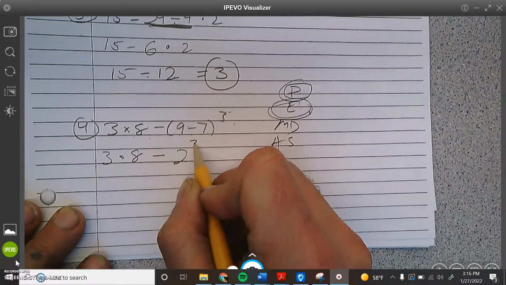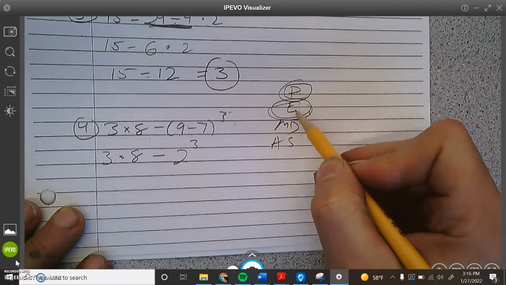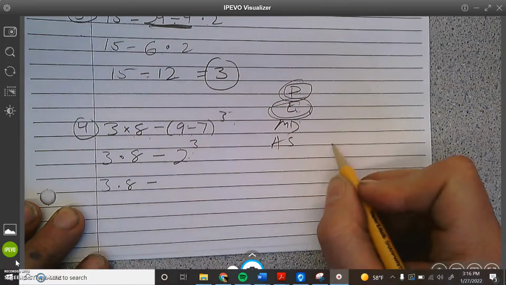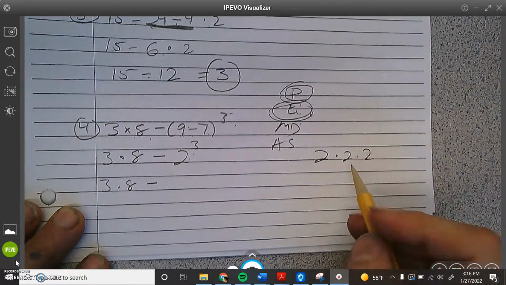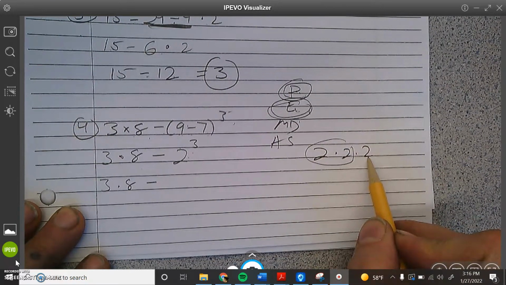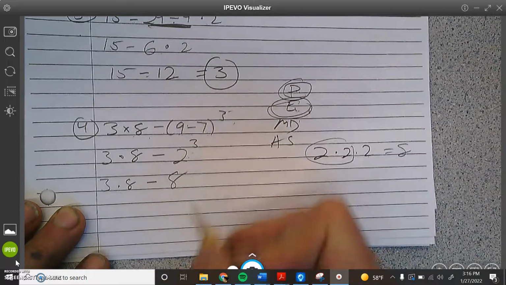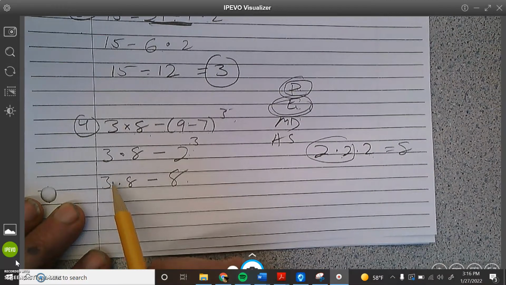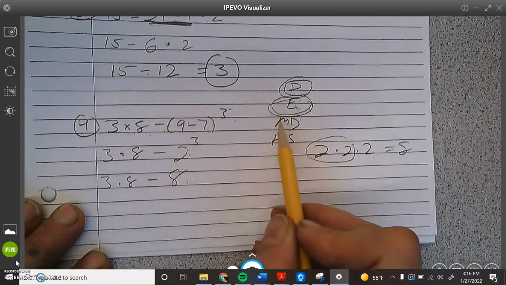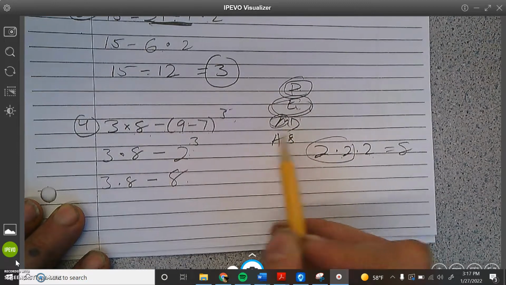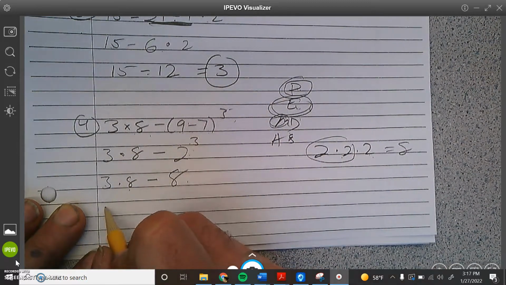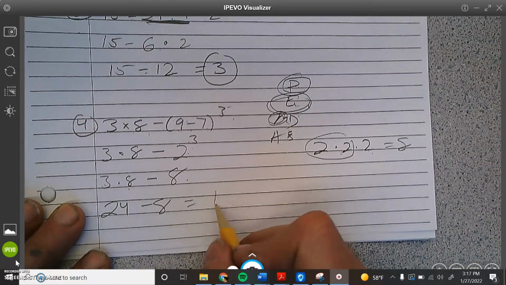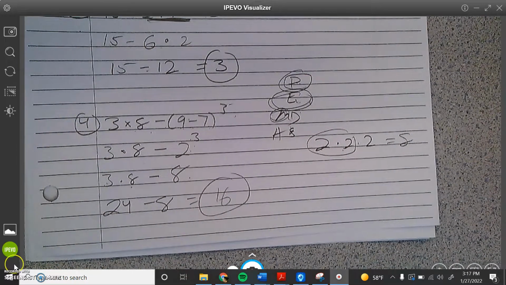9 minus 7 is 2, to the third. Oh, now I have exponents, so I'm going to do that. 3 times 8 minus 2 to the third. 2 times 2 times 2 is 4 times 2, which is 8. So 2 to the third is 8. Now I have multiplication and subtraction. Multiplication comes first, then subtraction is lower. So 3 times 8 is 24, minus 8 is 16. Great job. Excellent work, everybody.